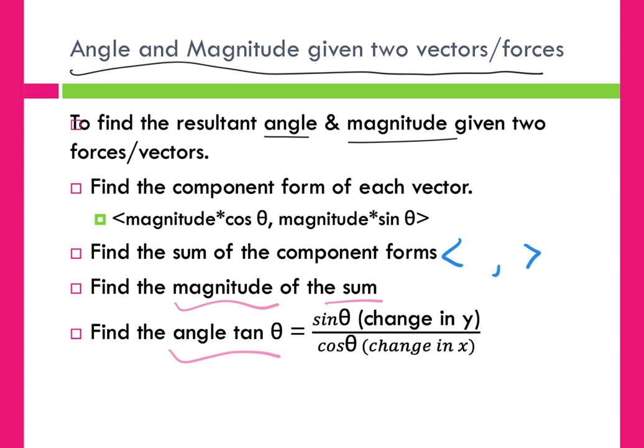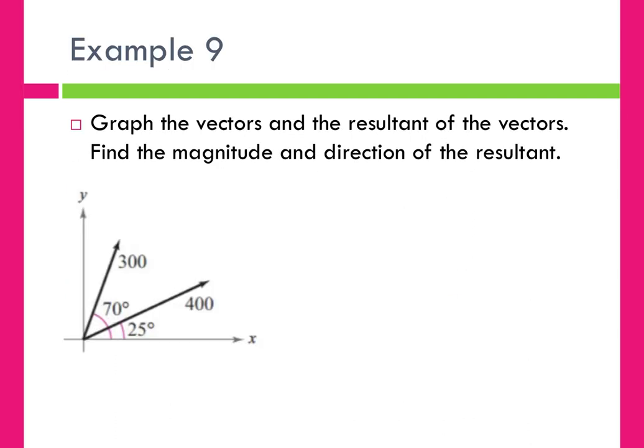So to find the angle, we say the tangent of an angle is equal to sine over cosine, which would be the change in y over the change in x. So what we get here, we're going to put over what we get here. And then we're going to inverse tangent that whole thing. So we're going to walk through that process a couple of times. Here's what it's going to look like.